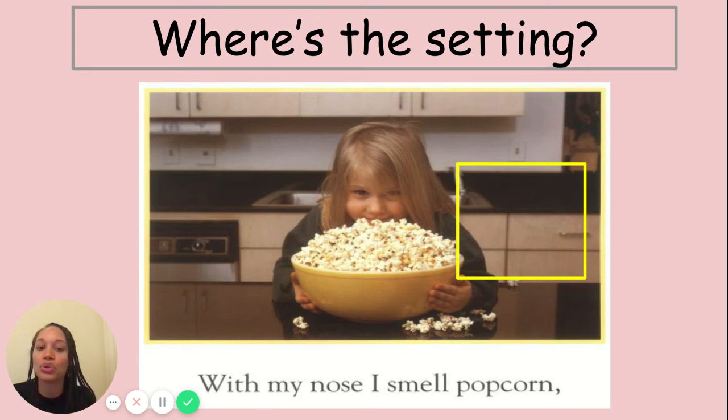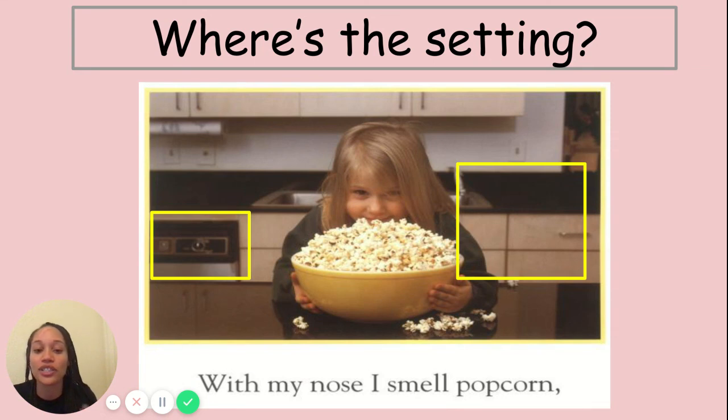But what other clues can help us figure out if this is the kitchen? Let's see. Yep, there's a dishwasher, and we also have some cabinets up top, right here. So the setting of this story takes place in a kitchen. Good job. Actually, I'm going to ask you another bonus question. What five senses is our character using to enjoy the popcorn?